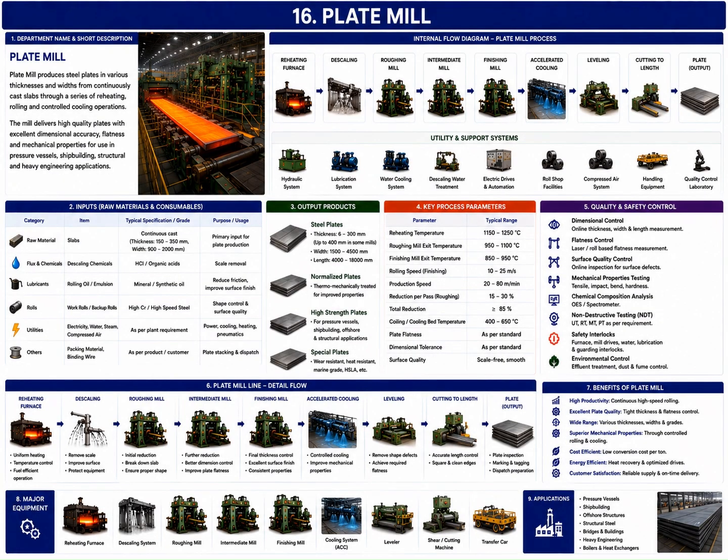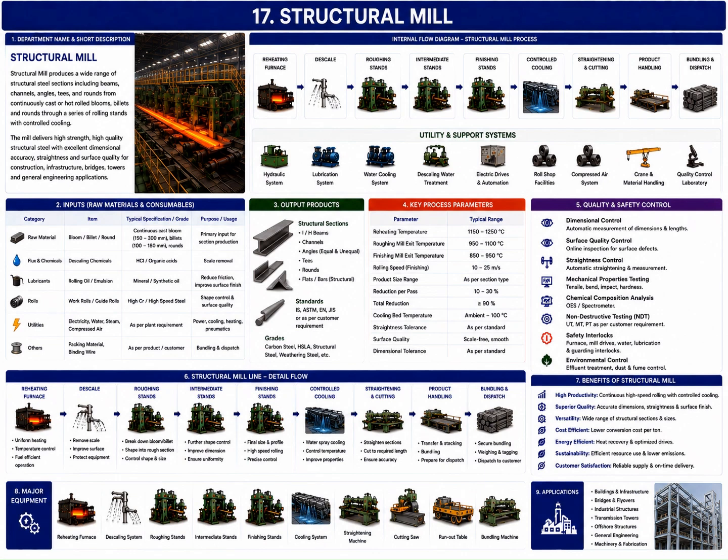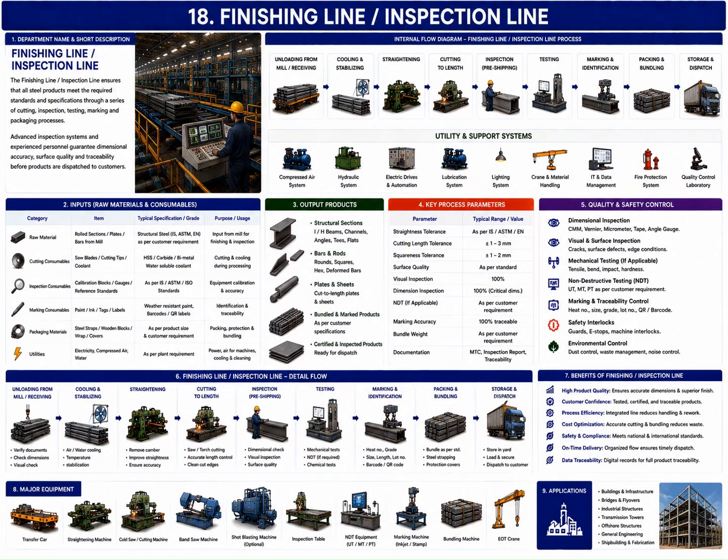Sinter plant converts iron ore fines into sinter material. Fine particles cannot be directly used in blast furnaces. The process improves permeability inside the furnace. Iron ore fines are mixed with coke breeze and limestone. Ignition causes partial fusion of materials. The final product becomes porous sinter. This improves blast furnace efficiency.